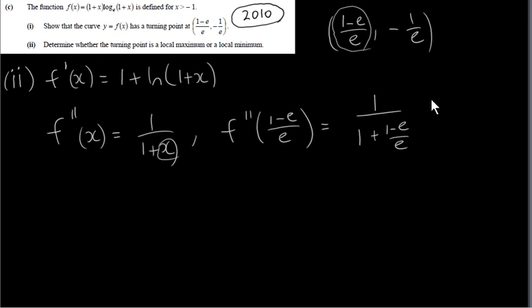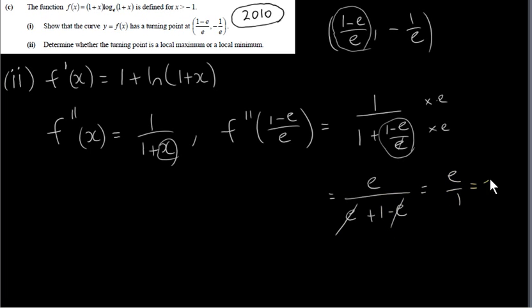Okay, to simplify this, the best thing to do is multiply above and below by e. e times 1 is e. Multiplying e by the denominator, we have e times 1 is e. e times (1 minus e) over e, well, the e's will cancel, so we get this for our denominator. e times 1 is e. e times this fraction is 1 minus e. Well, these e's cancel out, so we get e over 1, which is e.